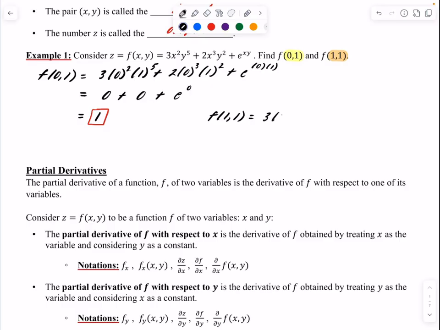Everywhere I see an x, I'll replace it with 1. Everywhere I see a y, I will also replace it with 1. This first term is 3. The second term is 2. And then the last one is just e to the first power. If I combine like terms, this is 5 plus e.